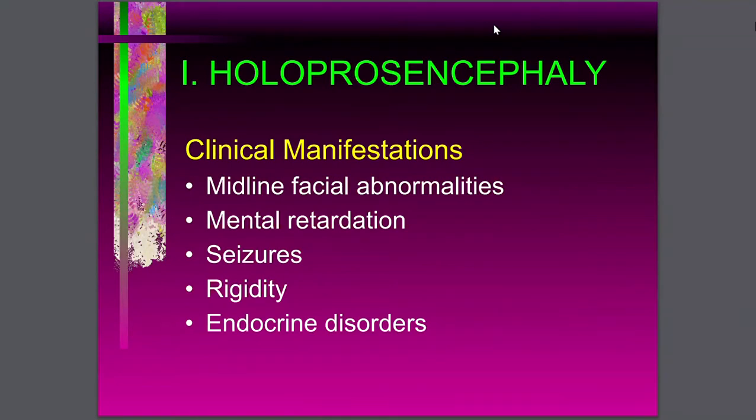So there may be associated mental retardation, seizures are frequent, there is spasticity, rigidity, and other endocrine disorders that may be seen in patients with holoprosencephaly. Next slide, please.